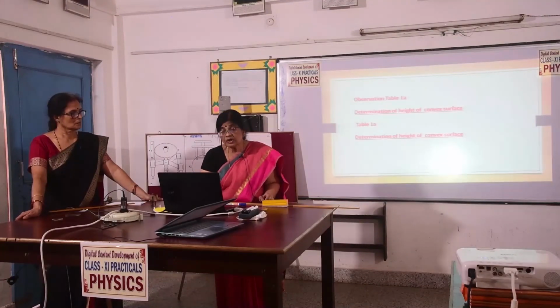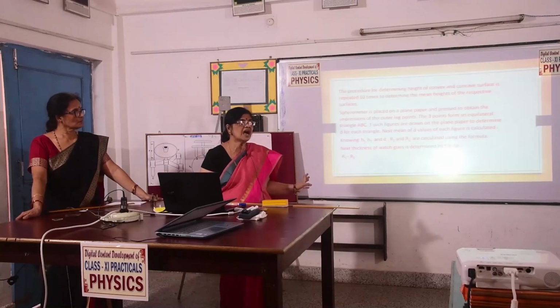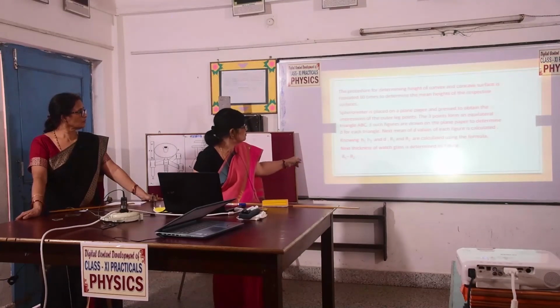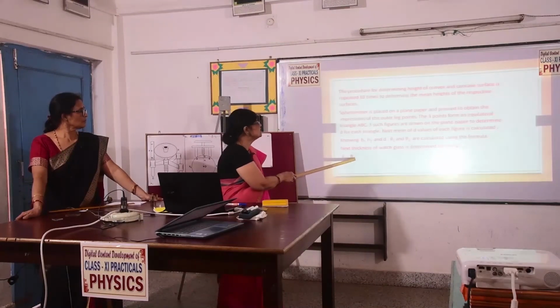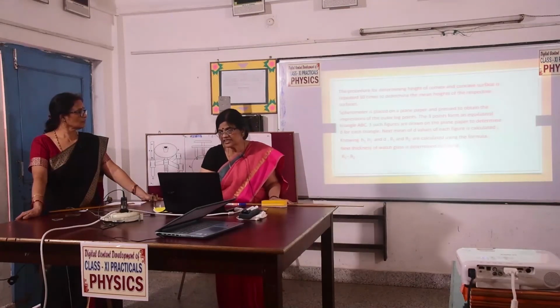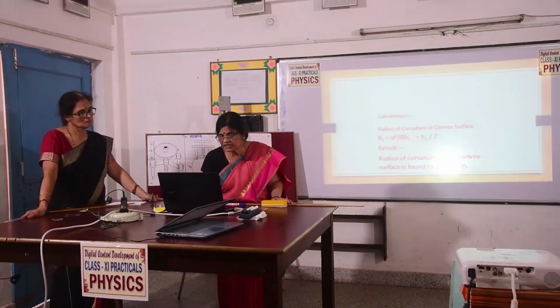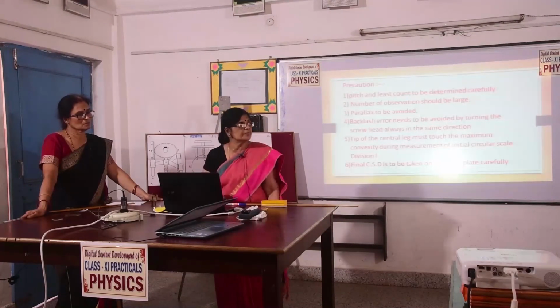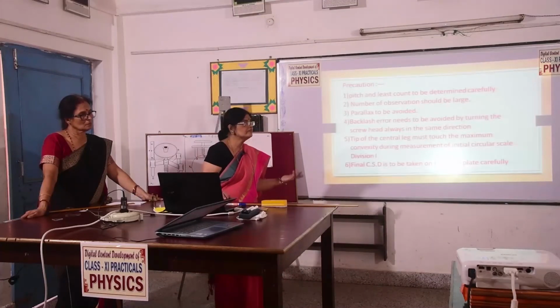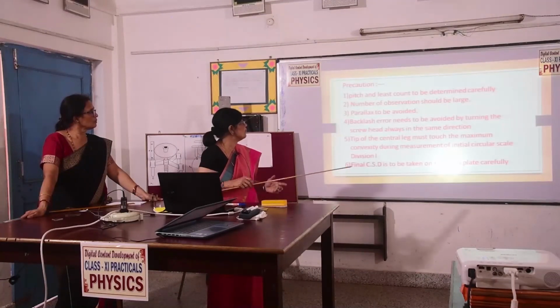Then the thickness of a watch glass, if it is asked, after determining R1 and R2, is determined by using convex minus concave. So I have finished with this, and then it comes to precautions. The pitch and least count should be determined carefully. The number of observations should be large. Parallax is to be avoided.